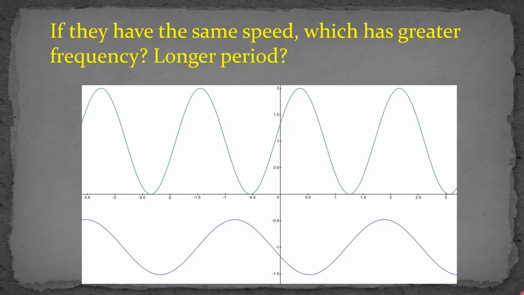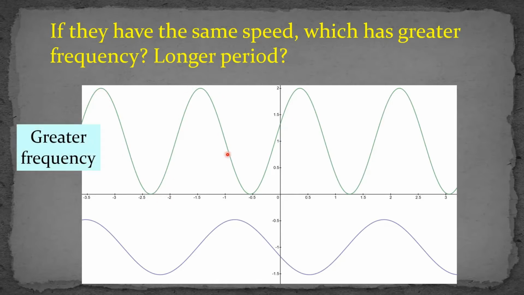In this case, yes, we can. If we know that they have the same speed, then we have everything we need to answer this question. The same speed means that they will cover the same amount of distance in the same amount of time. So by the time the wave travels this distance, it will be the same amount of time that this wave travels this amount of distance. In that amount of distance, the top wave has more oscillations, which is like saying it has more oscillations in the same amount of time. So this top one clearly has the greater frequency.